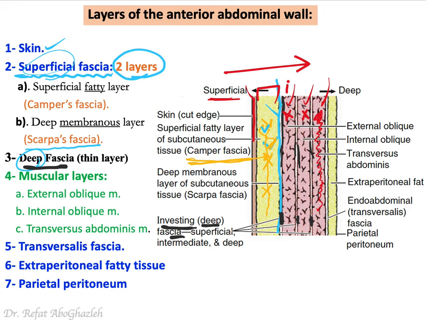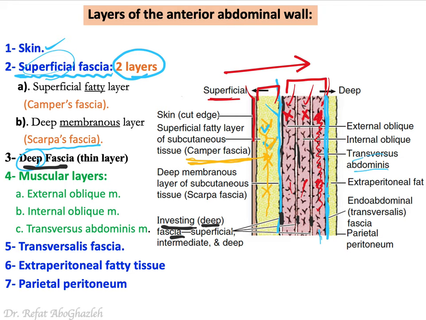Excellent. Now, deep to the muscular layer, guys, what do we call this muscle? This muscle is the last one, transversus abdominis, right? It is lined by a fascia, which has the same name, the transversalis fascia. It's important. So we have the muscles, external oblique, internal oblique, and transversus abdominis, lined by transversalis fascia.